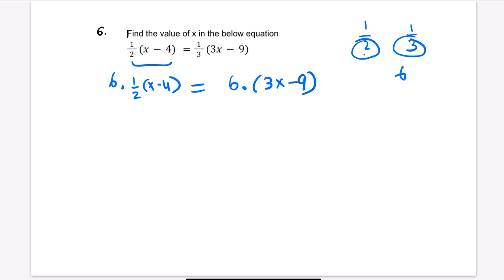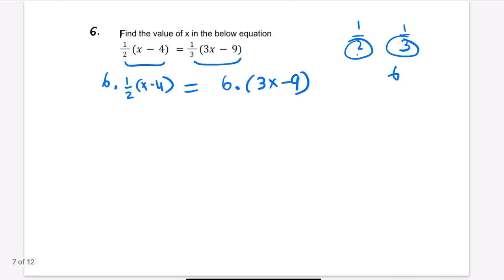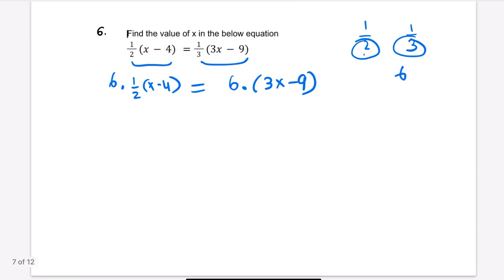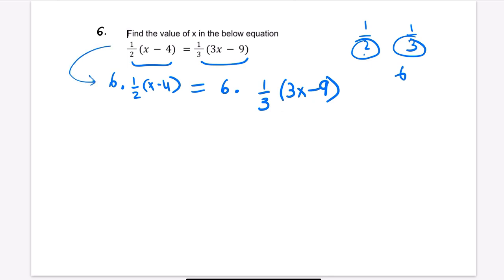So I just took this equation and I'm multiplying both. Excuse me, I missed this 1/3. Let's do this again. I'm sorry. 6 times, on the right side, I'm left with 1/3 of 3x minus 9. Okay, let me make sure I got every term from here. So the only difference between this equation and this equation is I have multiplied both sides by 6, which is the least common multiple for both 2 and 3.